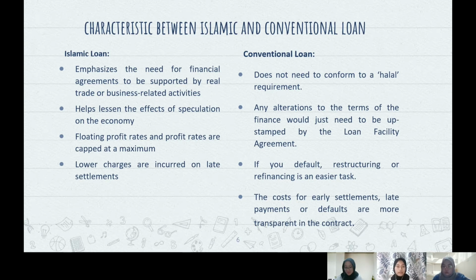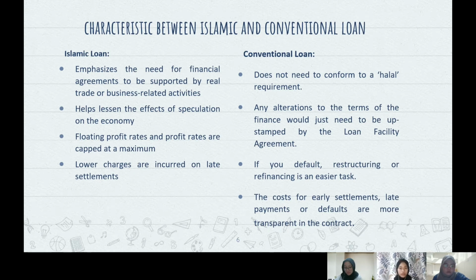Islamic law helps lessen the effects of speculation on the economy because it forbids transactions involving error or extreme uncertainty. Next, Islamic loans can have floating profit rates, and profit rates are capped at a maximum. Islamic loans also incur lower charges on late settlements.